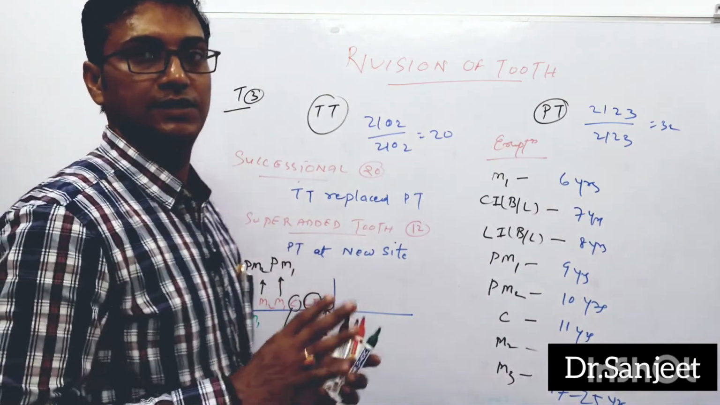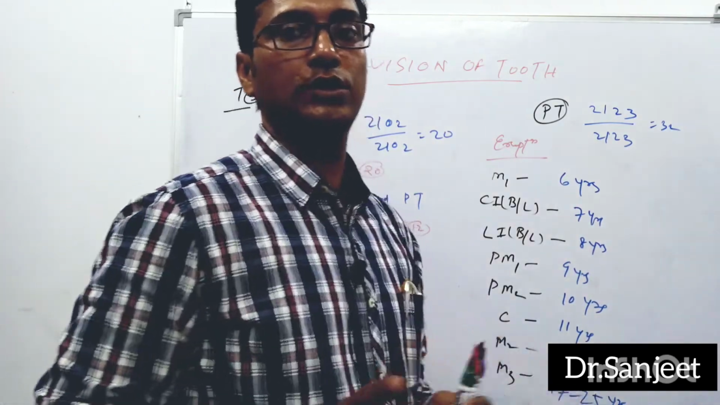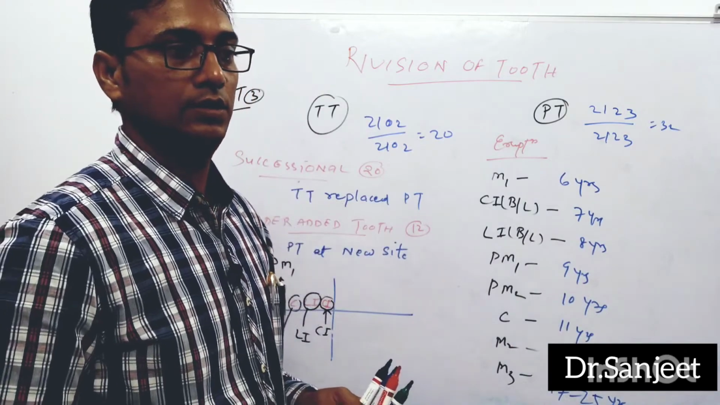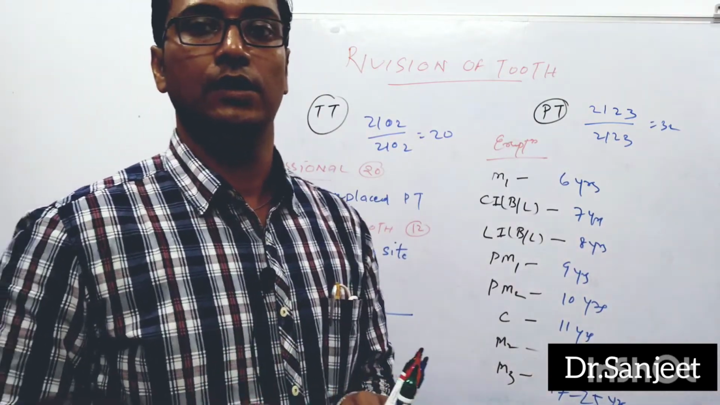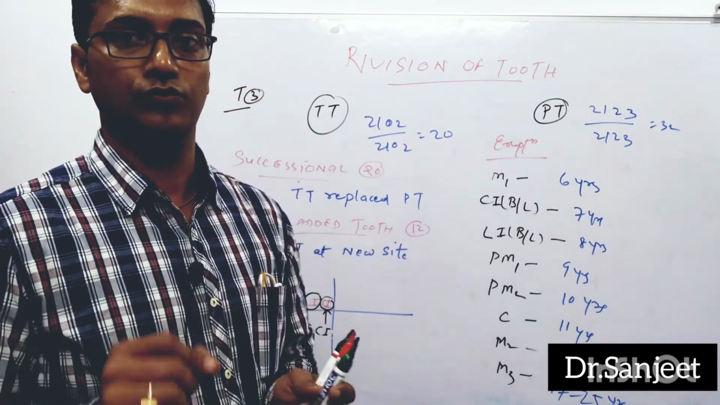The mixed dentition age is 6 to 12 years and the number of tooth is 24. And the formula for the calculation of permanent tooth in the mixed dentition age is (age minus 5) into 4.